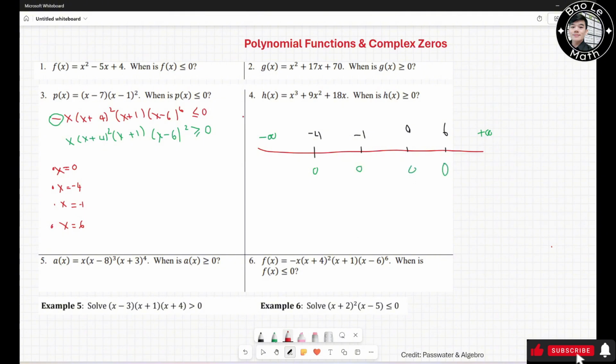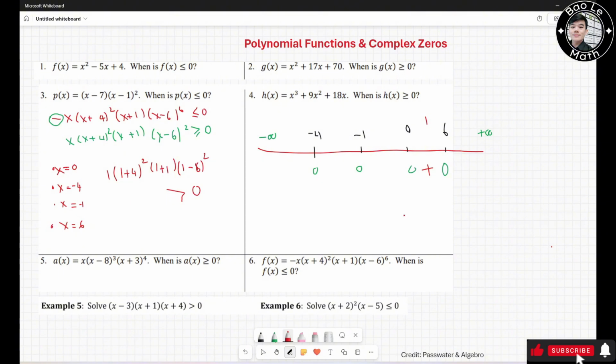Okay, alright, so we're going to pick a number to test the value, right? So I'm going to pick the number 1 right here. I substitute over here, so I have 1 times (1 plus 4) squared times (1 plus 1) times (1 minus 6) squared, right? I look at this one, 1 minus 6 is negative 5. Negative 5 squared is going to be 25. So multiply this, it should be positive. I don't need to calculate it. I just need to know if it's positive or negative. So this is positive, right? So positive is going to be the positive side right here.